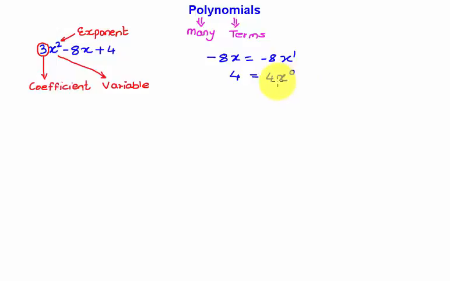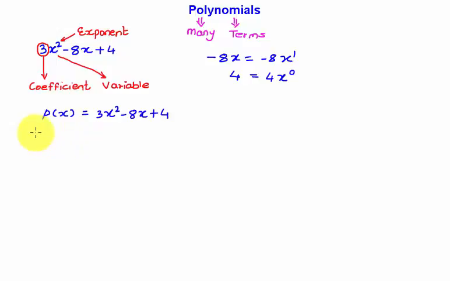Polynomials are denoted by p of x. Now here p stands for polynomial and x is the variable used to define the polynomial. Now in this polynomial 3x square minus 8x plus 4, x is the variable. Hence we can write the polynomial in x as 3x square minus 8x plus 4. This is the way we can define a polynomial.